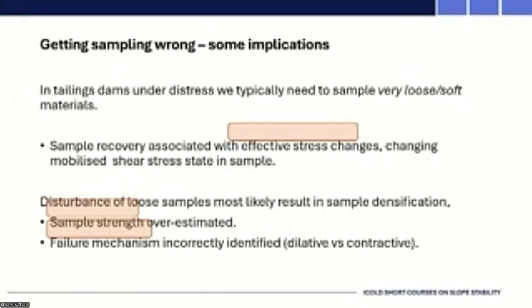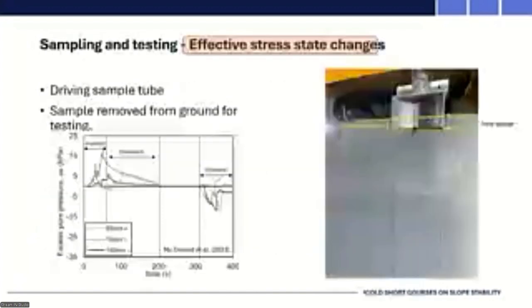So I'm not quite sure why some of these things moved a little bit, but what I want to talk about is we are typically modeling really, really soft samples or trying to sample really soft samples. And we are going to change the effective stress state in those samples, and we are going to disturb them. And the way in which we disturb them typically densifies them, which means that we are overestimating their strength. And also their ductility may be affected in what we are doing.